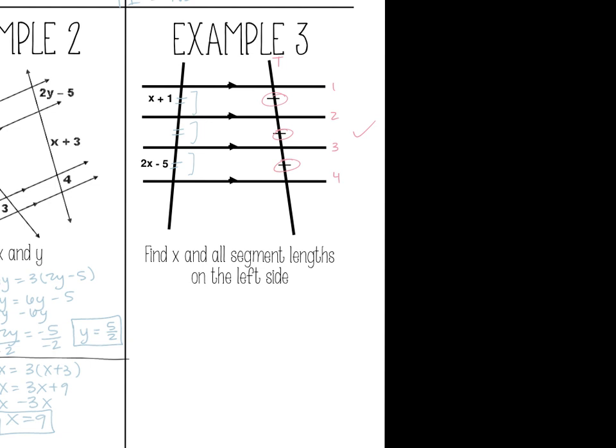Our question says find x and all segment lengths on the left side. So we're trying to find all these segment lengths. Since they're congruent, they're all the same, we only have to do one equation. So let's set those equal to each other. 2x minus 5 equals x plus 1. Subtract x on both sides. x minus 5 equals 1. Add 5 to both sides, and x equals 6. Since x equals 6, we can plug in 6 for x on these sides. So x plus 1 would be 6 plus 1 equals 7. If you want to check yourself, you can plug in x to the other one. You don't have to, but 2 times 6 minus 5, so that's 12 minus 5 equals 7 as well. So all the segment lengths are 7.